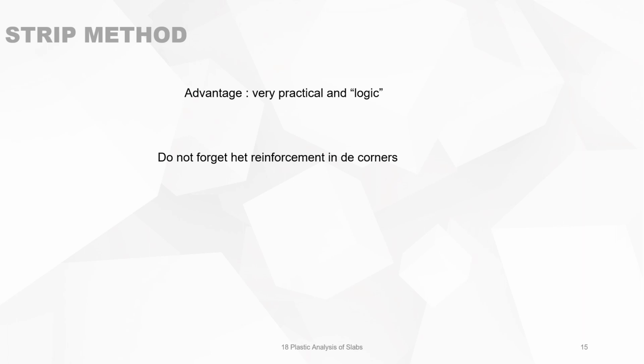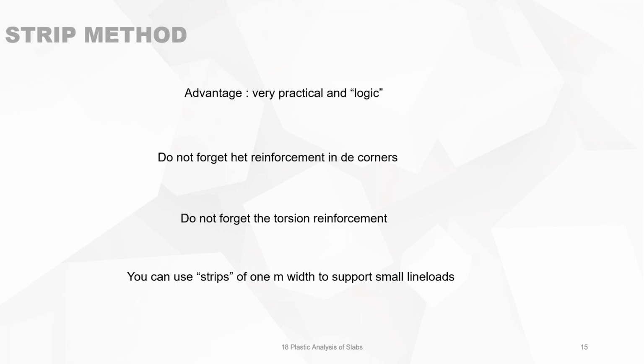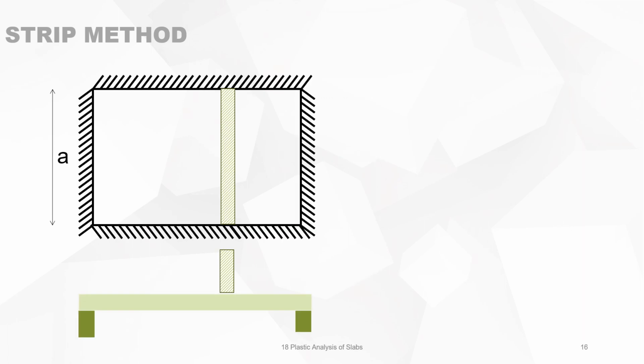We just must not forget to put the right reinforcement in the corners, because the strip method does not account for that. And we must not forget to put the torsion reinforcement needed on the top and the bottom of the slab. We can use the strip method of 1 meter width, for instance, for creating supports for small line loads. And we'll give an example of that.